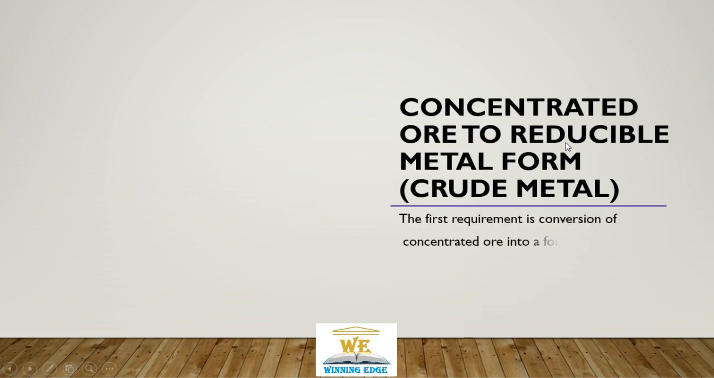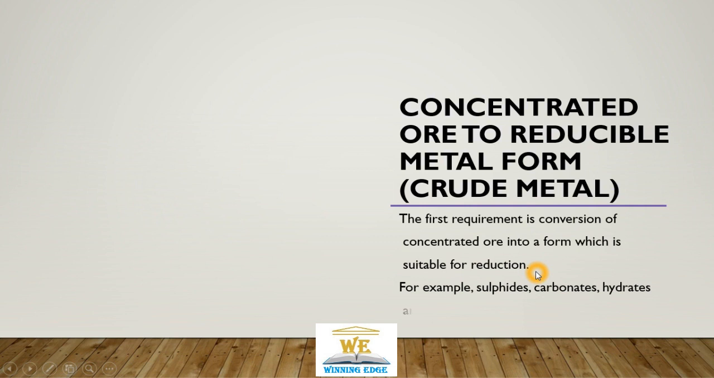Concentrated ore to the reducible metal form. This was nothing but the removal of the gangue from that ore. First, what we need is to convert the concentrated ore into a reducible form, which can be easily reduced to the pure metal.